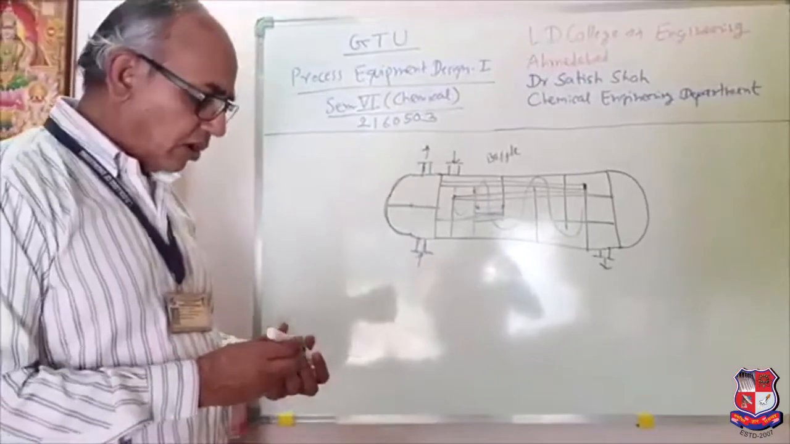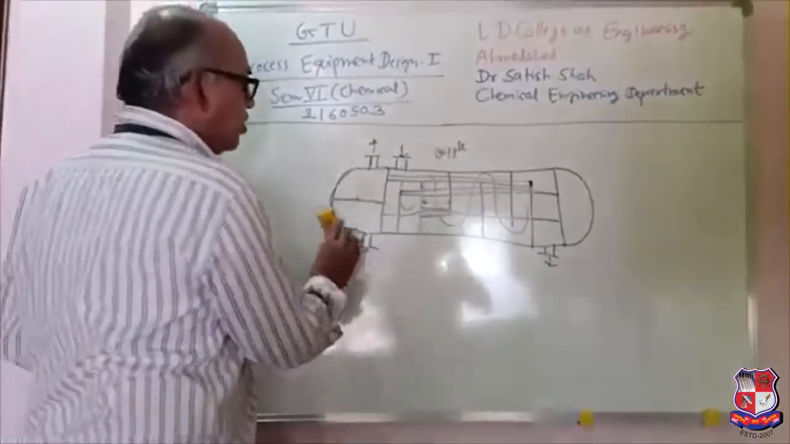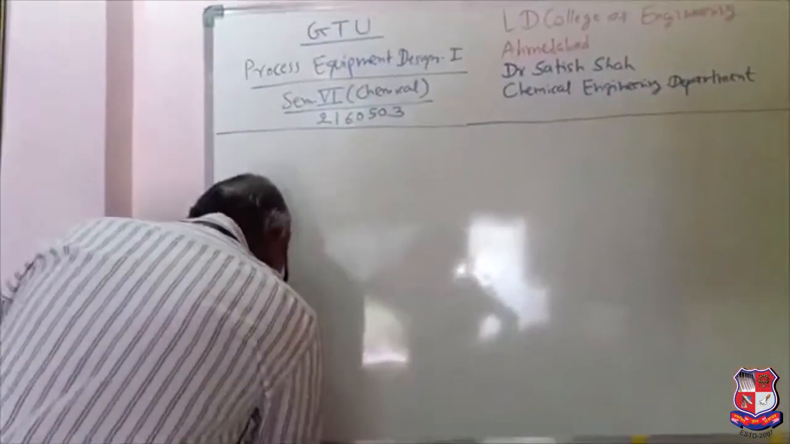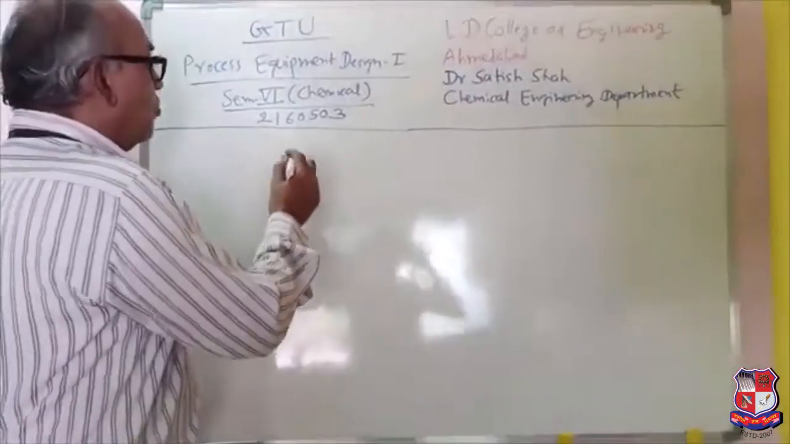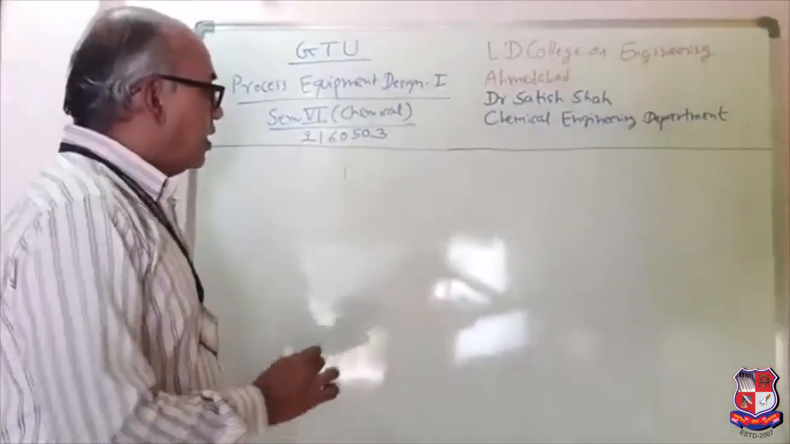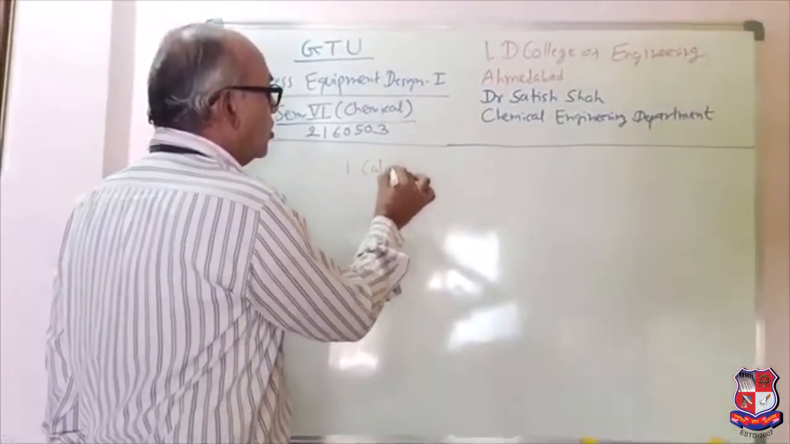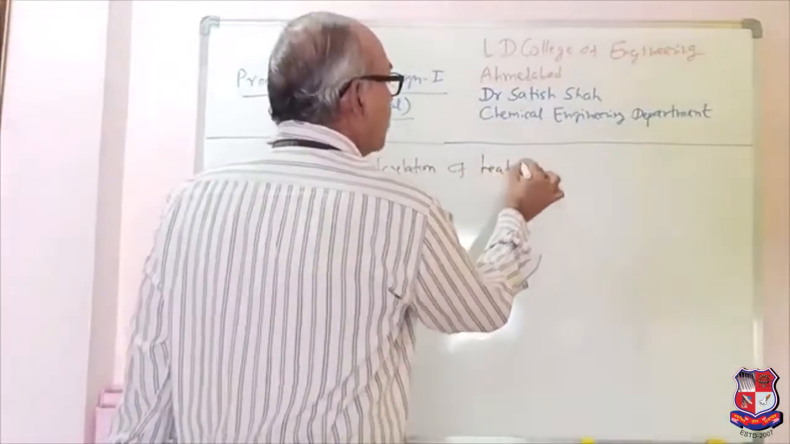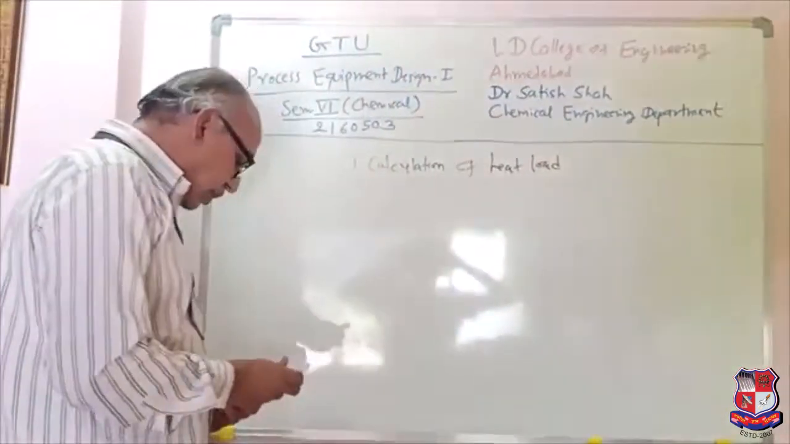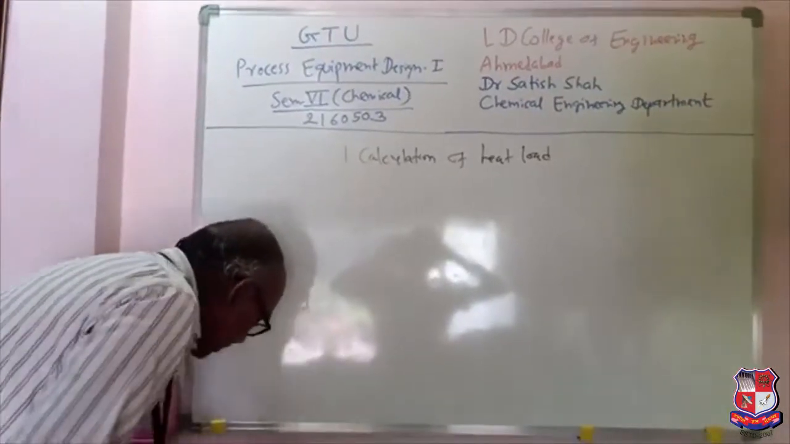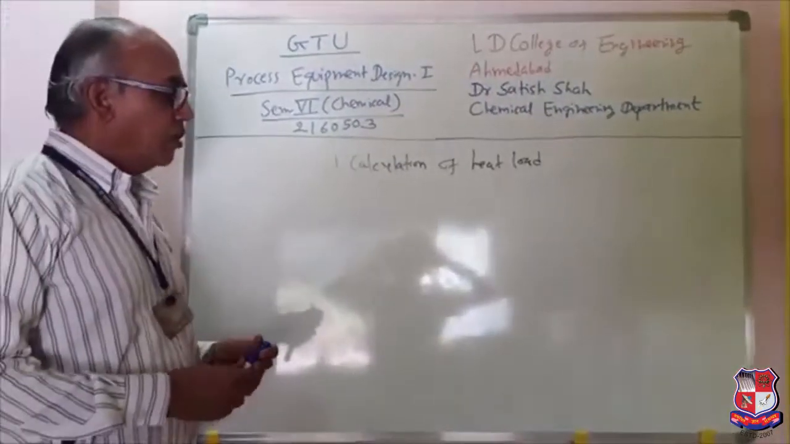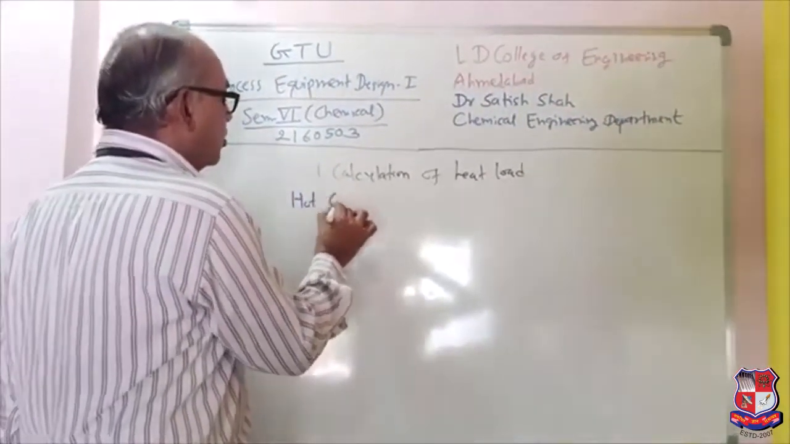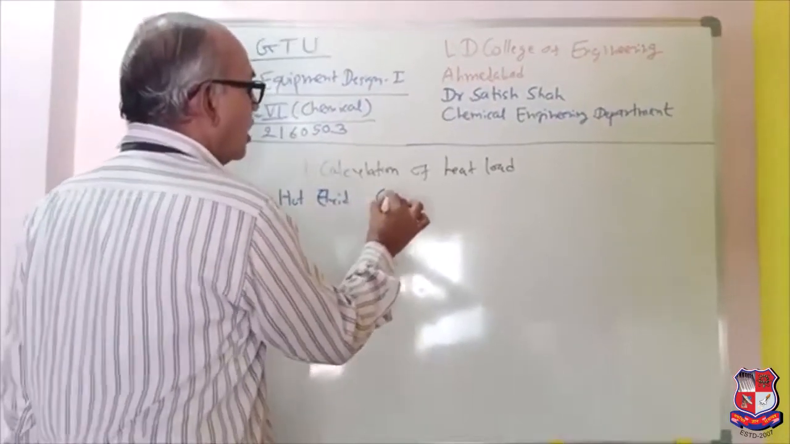Let us now discuss the general procedure for design. I will tell you the important steps for the design of the shell and tube heat exchanger. So the first step is the calculation of heat load. See, basically when you take a shell and tube heat exchanger, we have two fluids. One fluid will be the hot fluid, another fluid will be the cold fluid. Hot fluid and cold fluid.